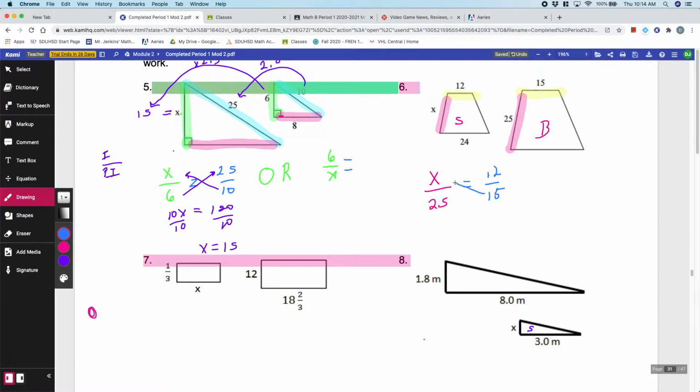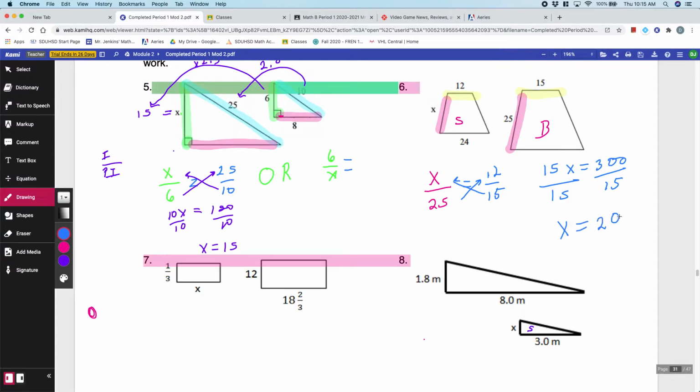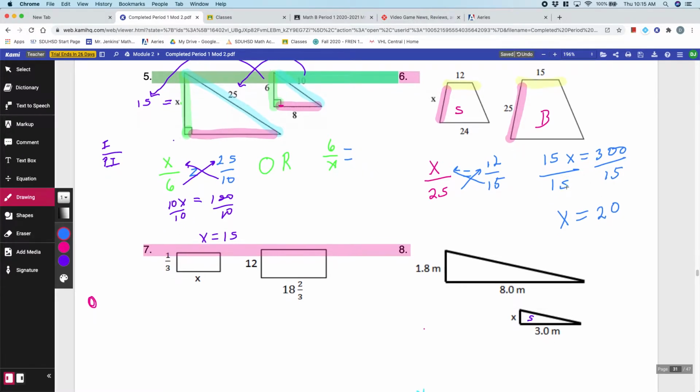Now when I solve here, I'm just going to cross multiply. This is going to give me 15x is equal to 300. And when I divide both sides by 15, I'm going to get x is equal to 20. And then you're done.